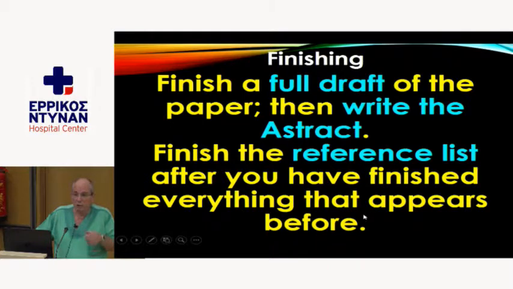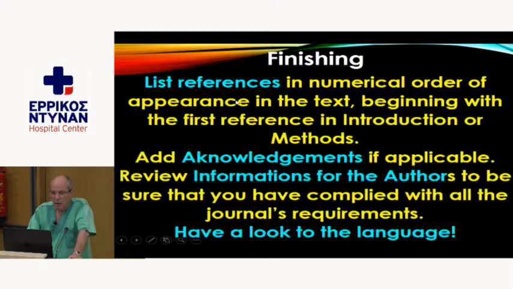So every time you change a sentence, you must rewrite some of the references, or change the numbers of the references every time. So it's a little bit complex. So the reference list must be written just at the real end. List references in numerical order of appearance in the text, beginning with the first reference in the introduction and methods. Add acknowledgements if applicable. Review again the information for the authors to be sure that you have complied with all the journal's requirements. And the most important, have a look at the language.